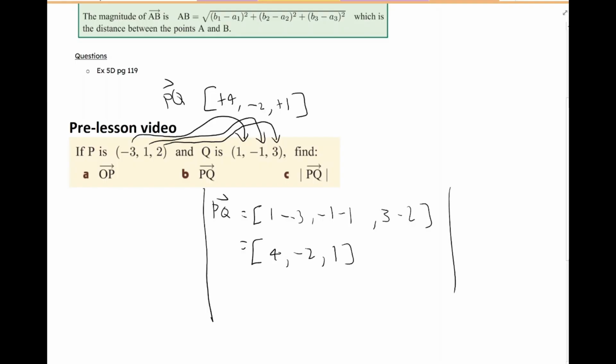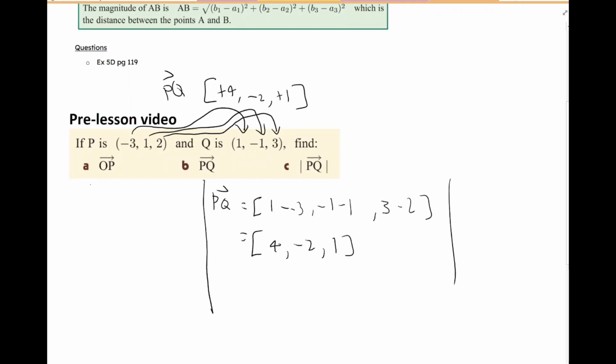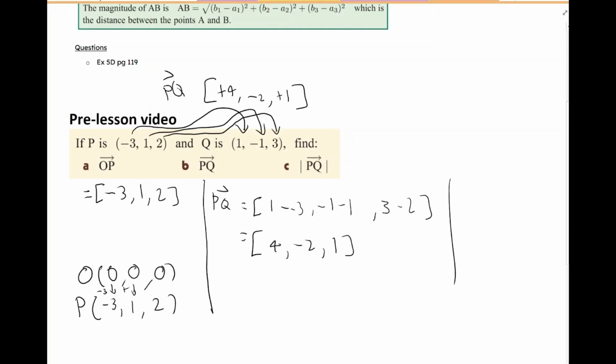Now we'll come back and talk about OP. OP is literally just going to be the coordinates of P: -3, 1, and 2. But if you want to get really fancy about it, O is actually the point 0, and P is the point -3, 1, 2. So how do I get from 0 to -3? Well, I take 3. 0 to 1 is +1, and 0 to 2 is +2. That makes the vector -3, 1, 2, which is literally just the coordinates of P.